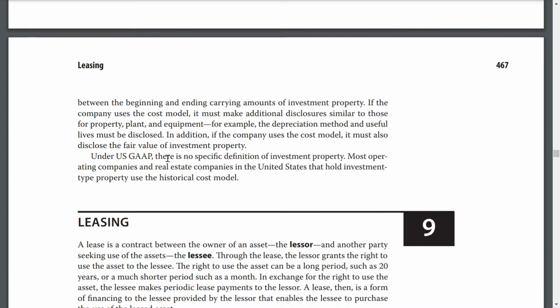Under US GAAP, there is no specific definition of investment property. Most operating companies and real estate companies in the United States that hold investment property use historical cost models.